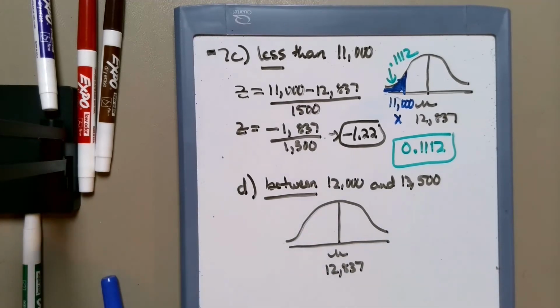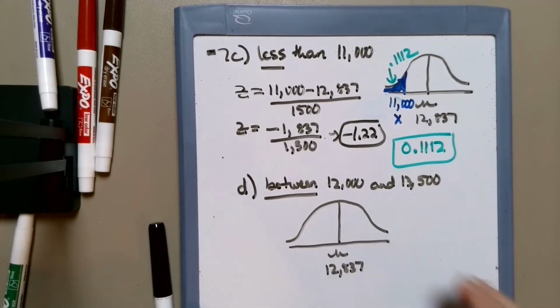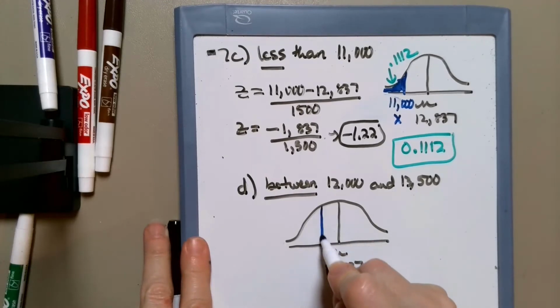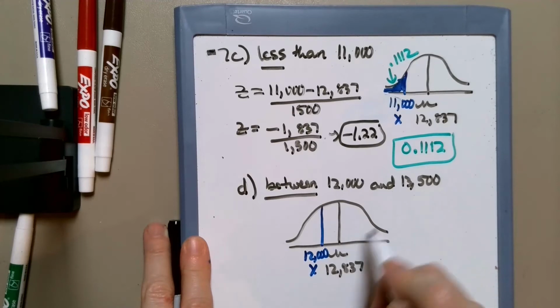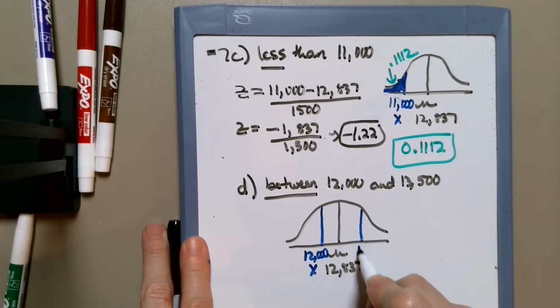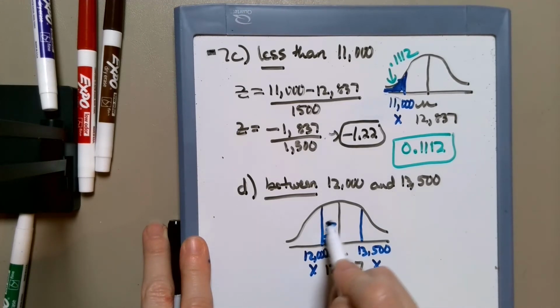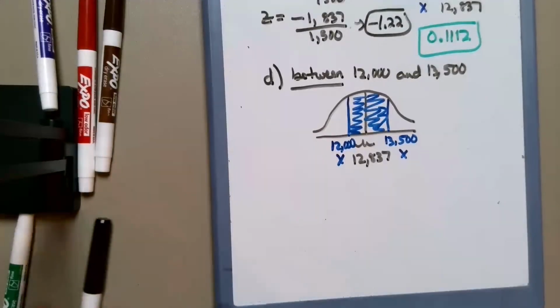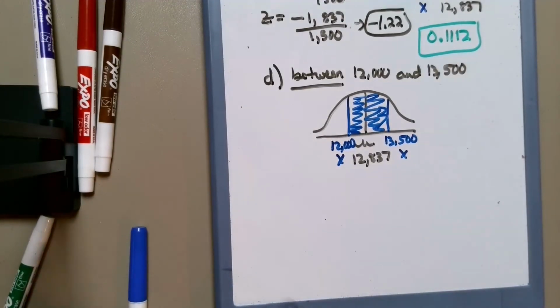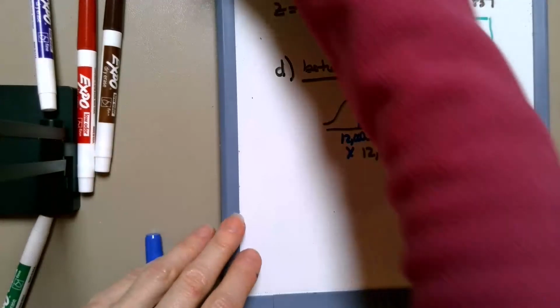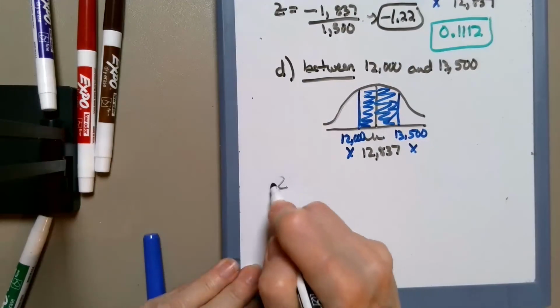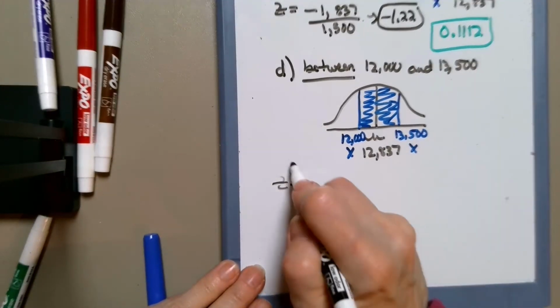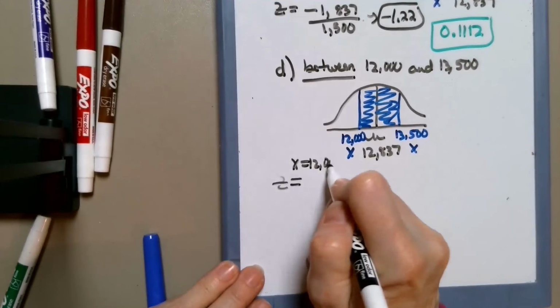12,837. Our x value of 12,000 is smaller, so you are to the left of the mean. 13,500 is larger, so you are to the right of the mean. And between tells us to shade between. So we have to convert both of those into z-scores. One's negative, one's positive. Look them up and then subtract to find our answer here. So starting with x is 12,000, should be a negative z-score.